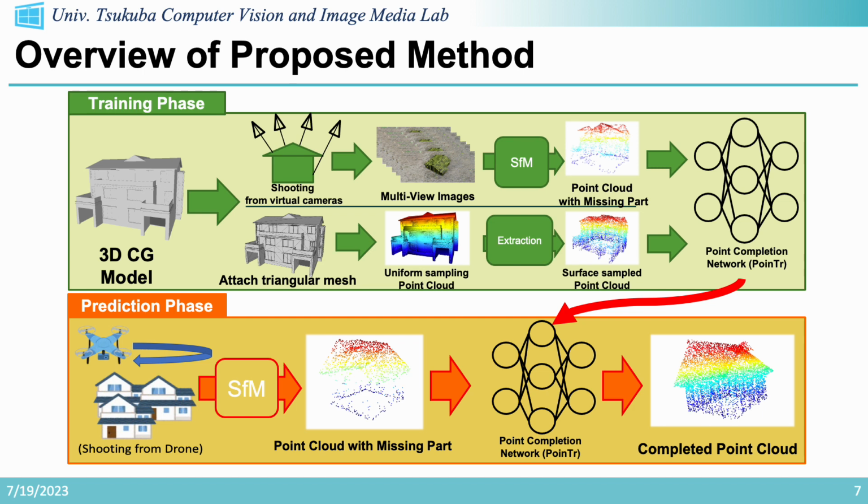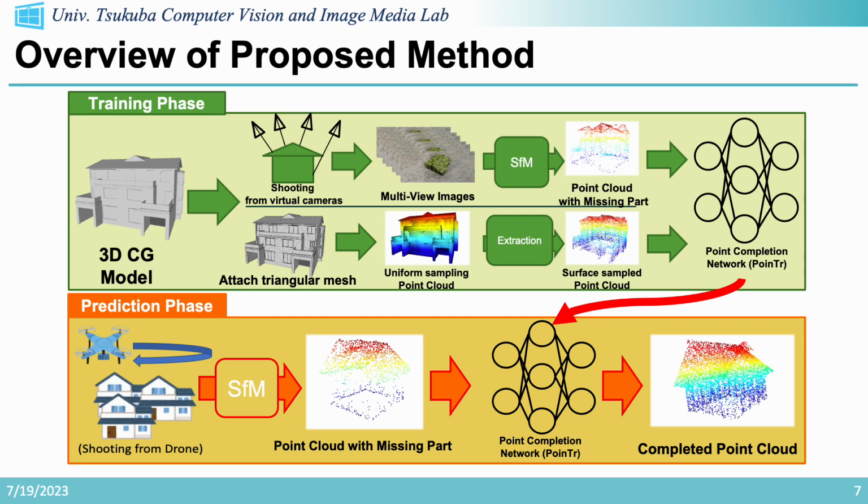Here is an overview of the proposed method. In this research, we utilize a supervised learning with self-attention. 2 sets of training data are given. One is a point cloud containing the missing point generated by SFM, and the second one is a point cloud that is the ground truth without any missing part. The network is trained so that a point cloud with a reasonable shape can be added to missing points.